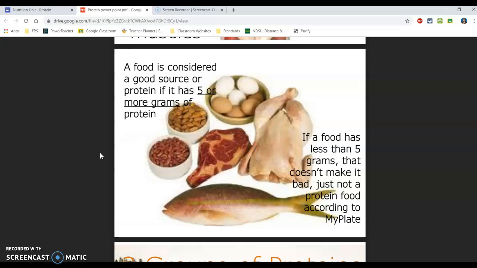How do you know? If you look on the back of those little paper foods, there's a food label on there, and if you find the protein one, it'll tell you whether it has 5 or more grams or less than 5. So take about 4 minutes, pause here, and then sort out your foods.